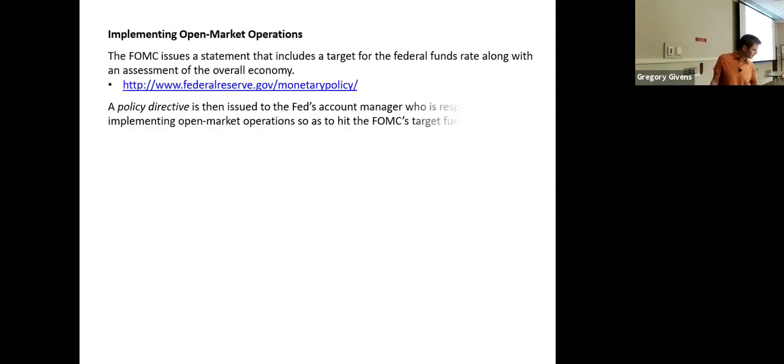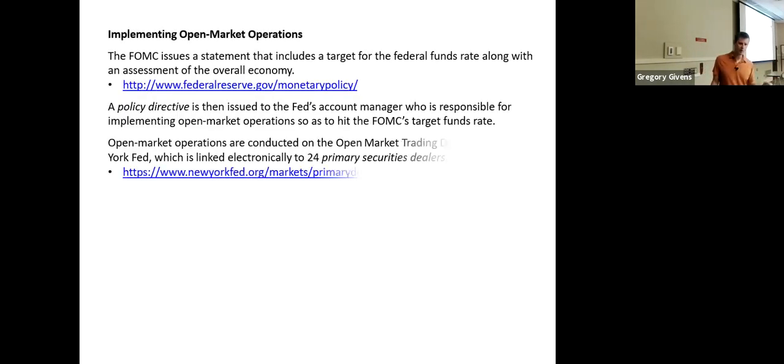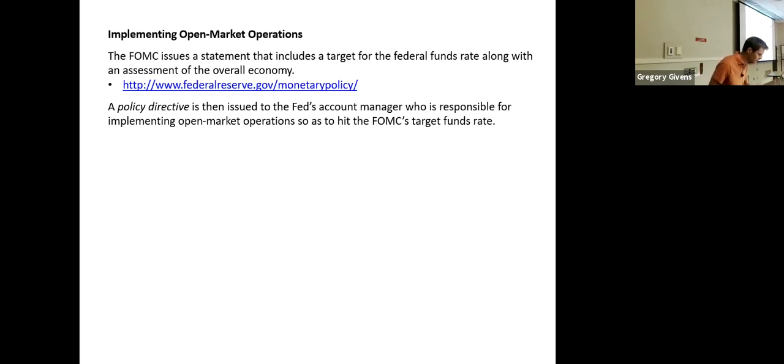Let me talk now a little bit about how open market operations are actually conducted in practice, how they're carried out. I think it's probably good that you guys understand procedurally how this is done. Up till this point, all we've basically said is the Fed buys or sells Treasury securities in secondary markets. Well, how exactly does that play out?